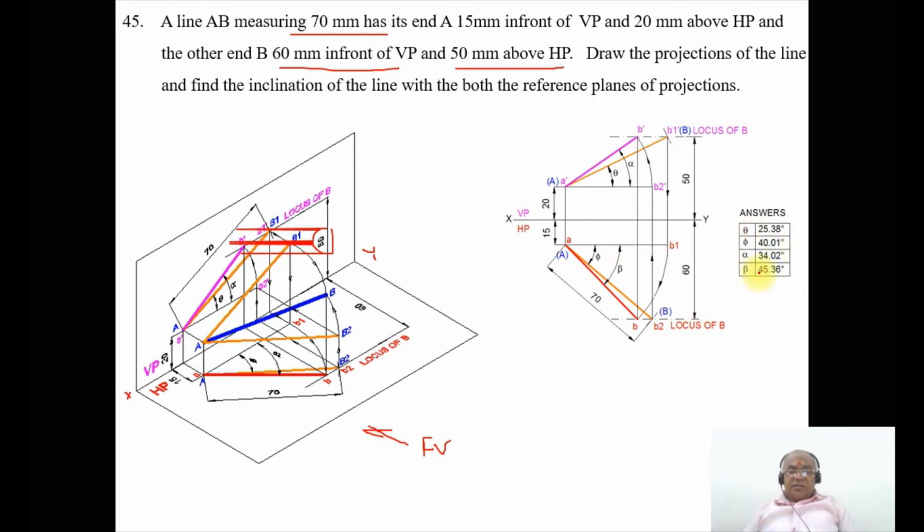So, and show the answers here. So this is how you will be able to analyze in 3D as well as in the orthographic view the projections of lines.